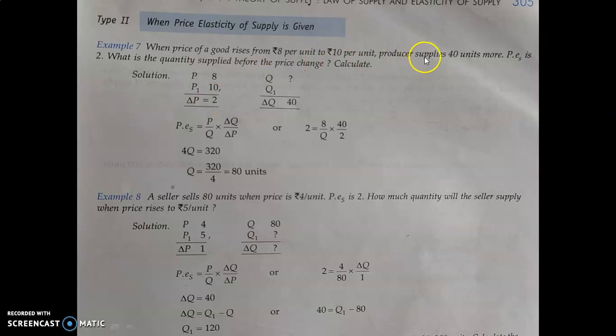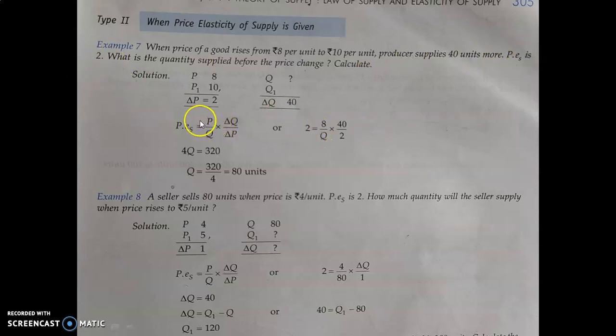Then the producer supplies 40 units more. 40 units more means delta Q is 40 units. But we have to calculate Q and Q1. What is the old quantity and new quantity? So here price elasticity of supply is equal to P by Q into delta Q by delta P. Price elasticity is already given, that is 2.